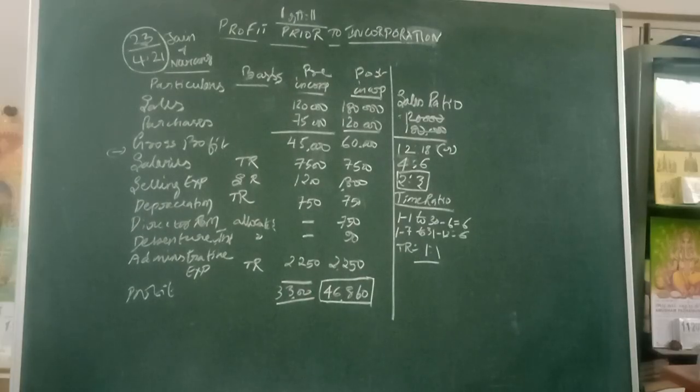Then another one is the time ratio. How to take the time ratio? 1st January to 30th June. Why 30th June? It is given that in January you purchased the business and on 30th June you registered the business. Registered in the sense it is incorporated. Okay, whether it is given as incorporated or registered, both are the same.